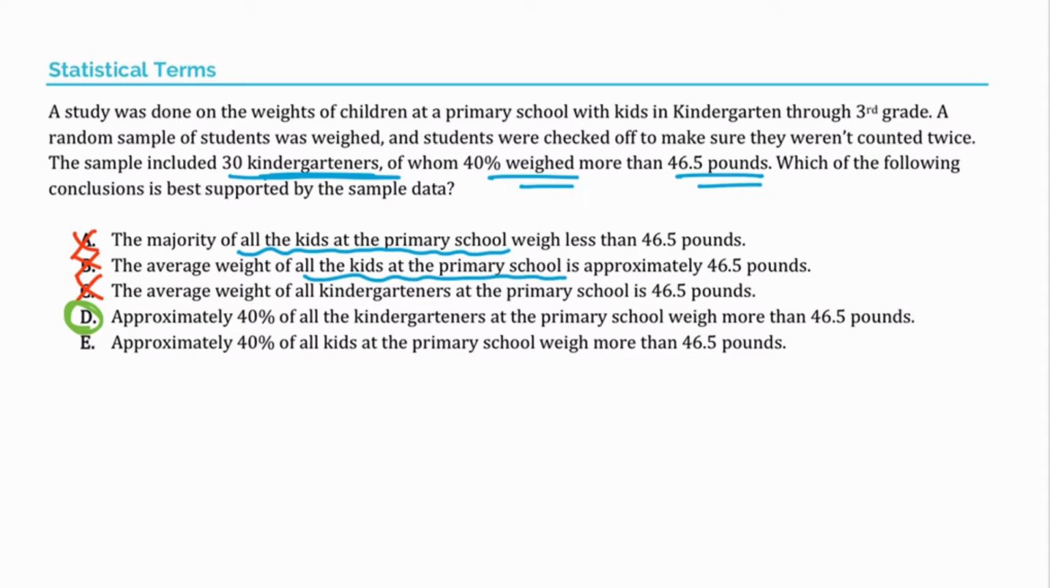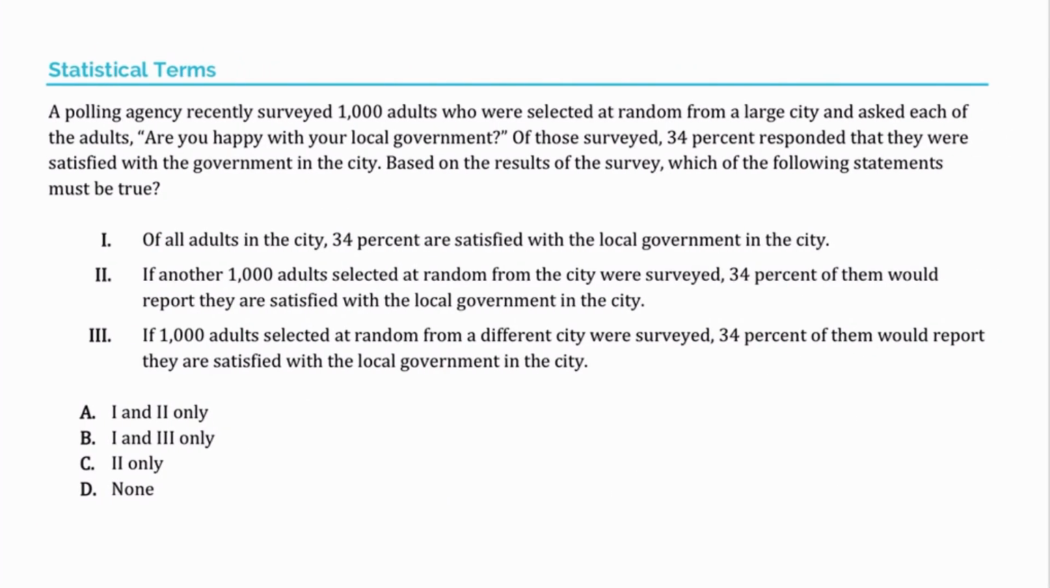The problem with answer choice E is that once again, it's generalizing to all the kids at the primary school. You can't only study kindergartners and then generalize that to the entire school. If you wanted to generalize to the entire school, then your sample would have needed to have a balance of kids in kindergarten, first grade, second grade, and third grade. Our sample didn't. It was all kindergartners, so we can only conclude about kindergartners.